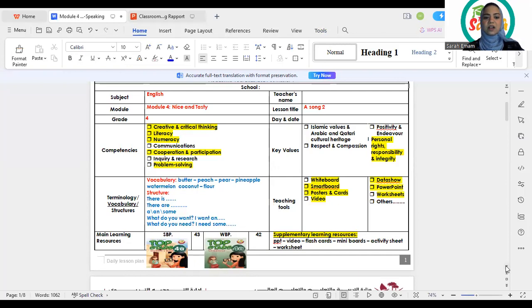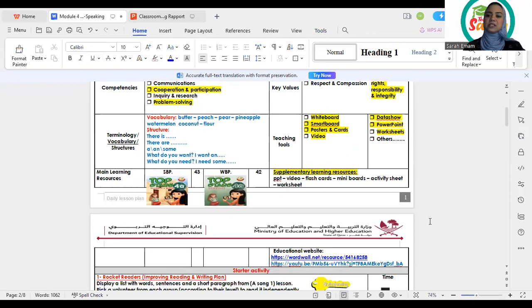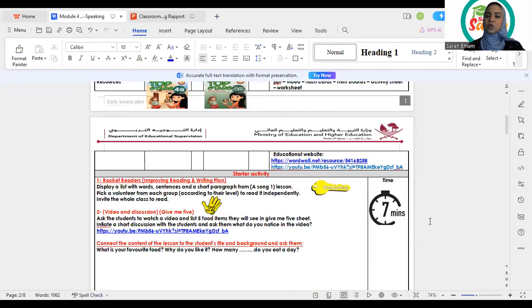So you're going to highlight that stuff. In the coming part comes the terminology and the vocabulary structure. In this area, you write all the new vocabulary they are going to be exposed to during the lesson. And then the main resources, whether you're going to use the textbook or maybe something from the internet. So you have to mention that. If you have any supplementary resource, like maybe a website or extra resource you're using, you mention it here.